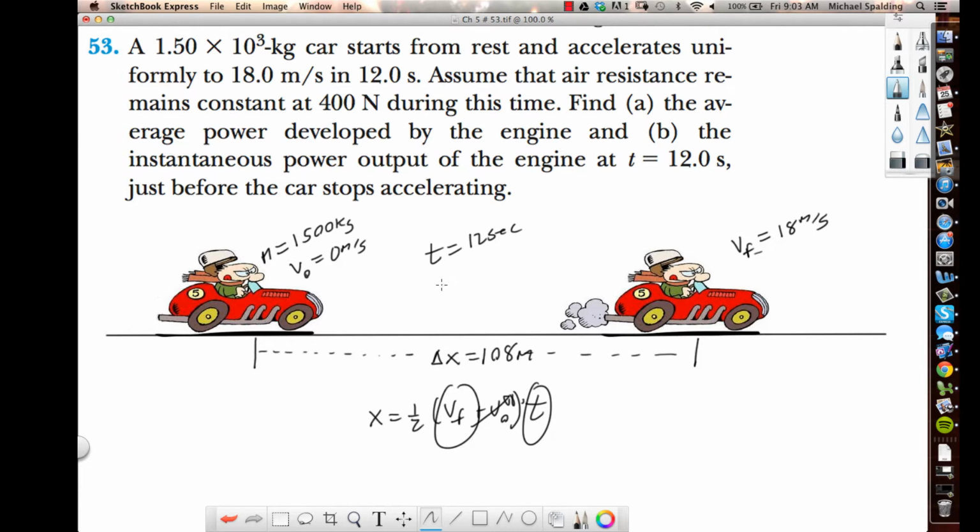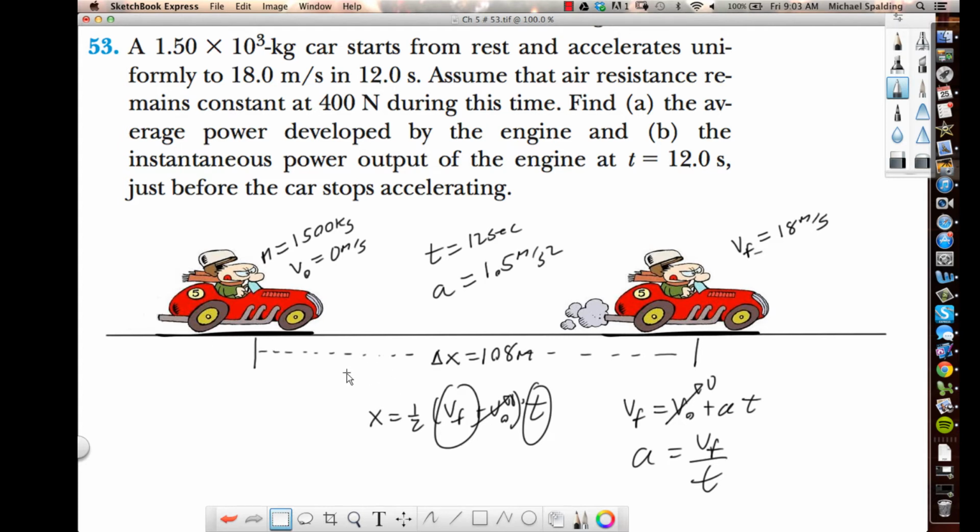The other thing is the acceleration. We can get acceleration from a kinematic equation: Vf equals V initial plus at. V initial is 0, so a is Vf over t. Take the final velocity divided by 12 seconds, and the acceleration is 1.5 meters per second squared.